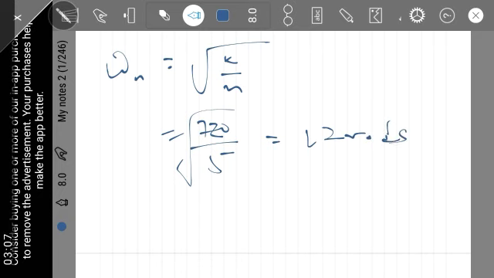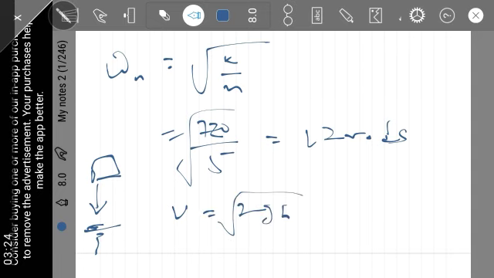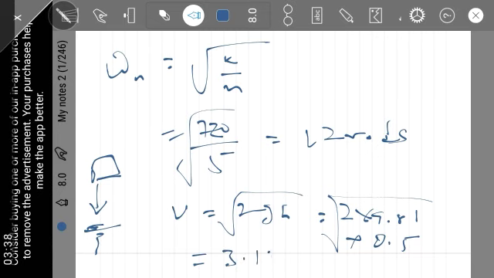Now, recall that the mass was dropped through a height. So to find the velocity with which it will hit the spring, we recall that v is equal to the root of 2gh. That is the root of 2 times 9.81 times h, which was 0.5. We take the root and arrive at 3.132 meters per second.